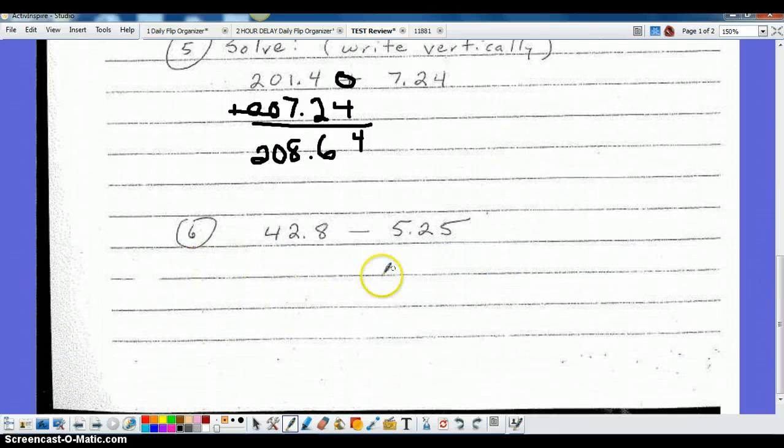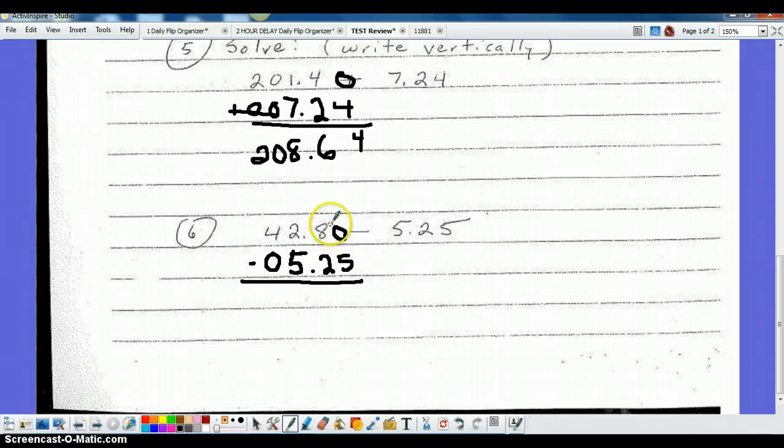Here's another one. It's written horizontally. I need to rewrite it vertically. So first I need to line up the decimal points. 5 and 25 hundredths, which means that after the 8 here I should add a 0, and before the 5 here I should add a 0, and I'm ready to subtract.